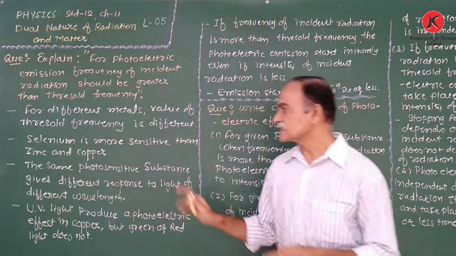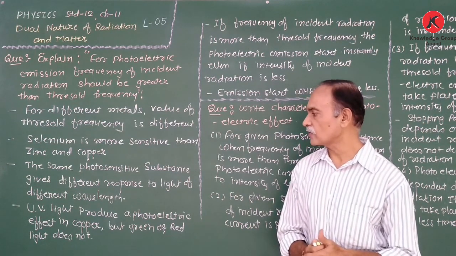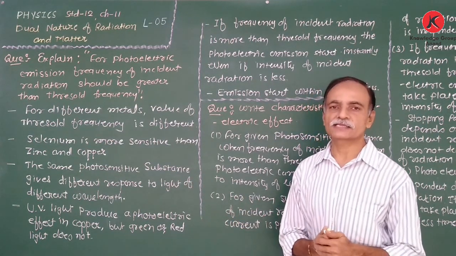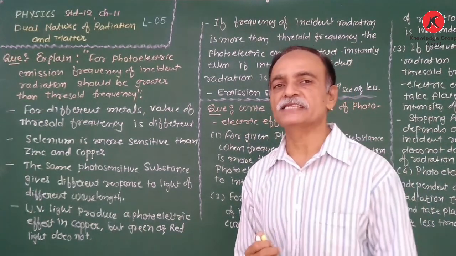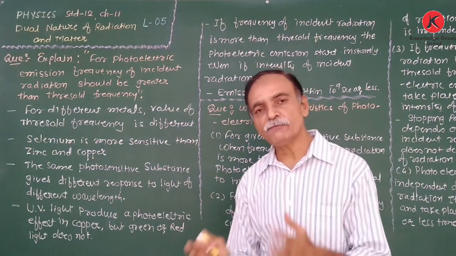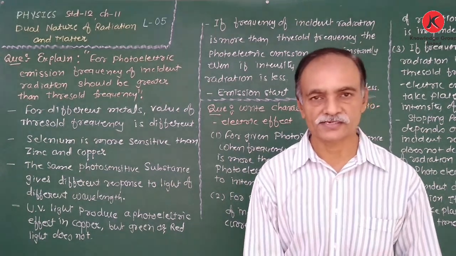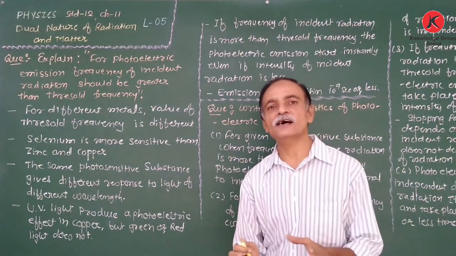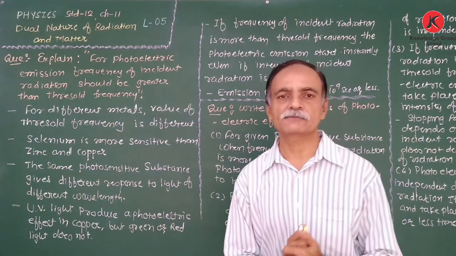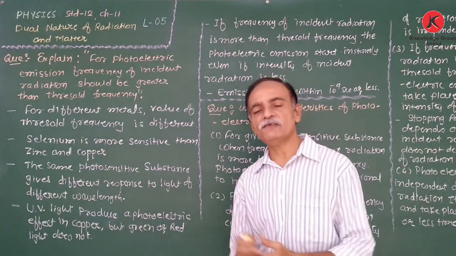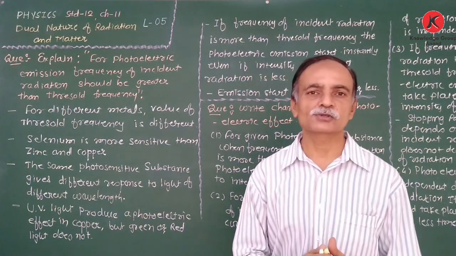Okay. Now, the same photosensitive surface gives a different response to light of different wavelengths. If the wavelength, that means the frequency, of the incident radiation changes for the same photosensitive surface, the photoelectric emission is also different. Suppose we take two or three pieces of the same photosensitive substance, but the frequency or wavelength of the incident radiation is different. So the photoelectric emission is also different.